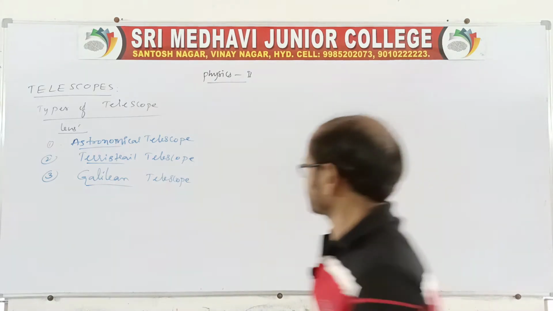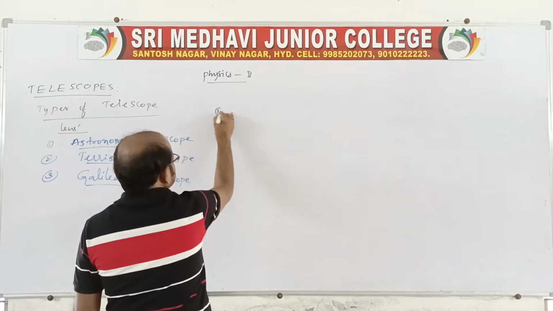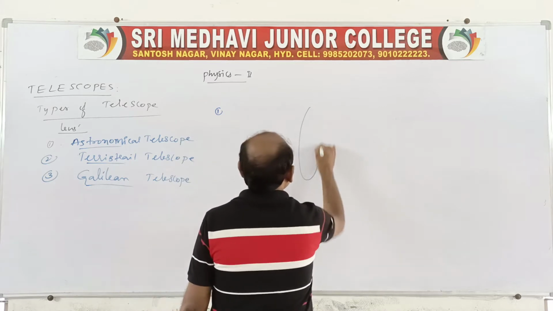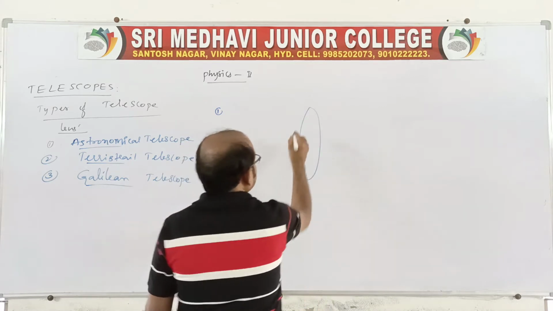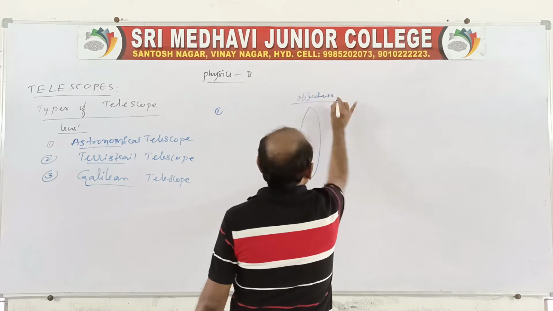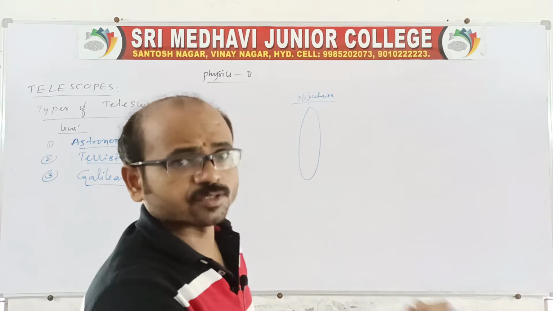Now I will tell you the first one. Let us go for the astronomical telescope. In this case, there are two lenses. One lens is the objective lens, which we can also call the field lens, because it is towards the object or towards the field.